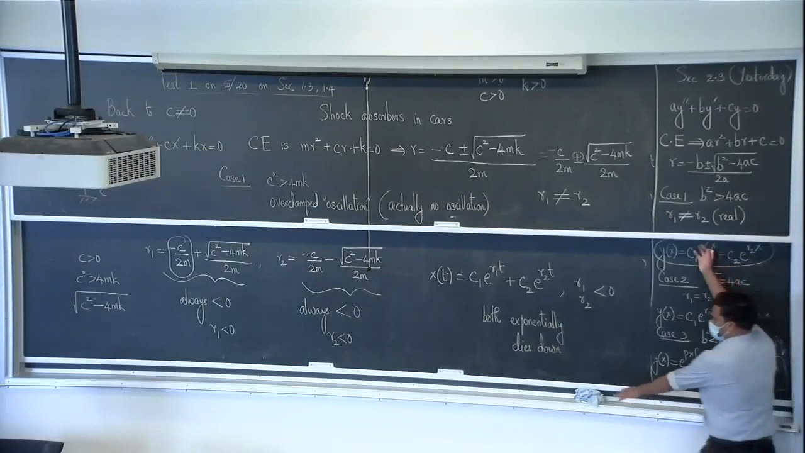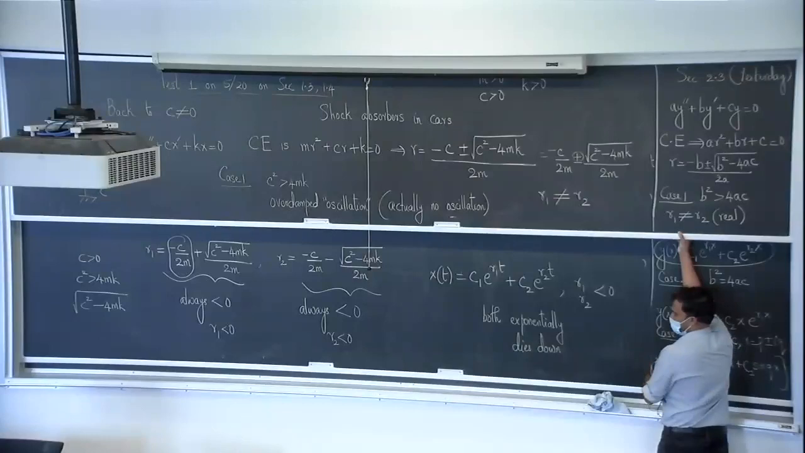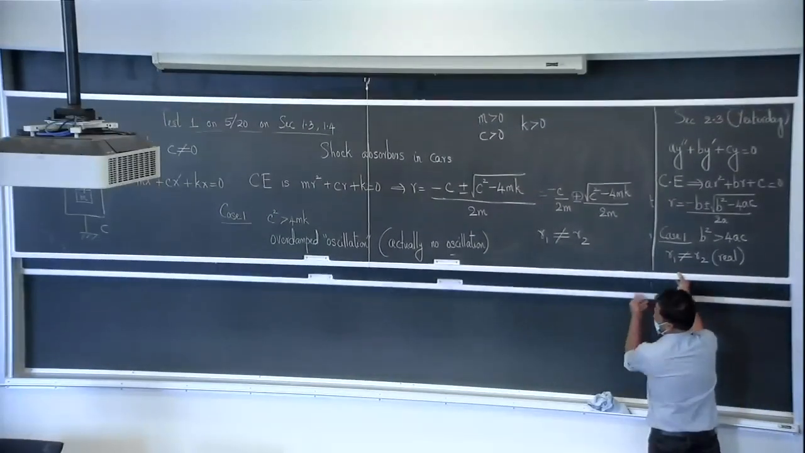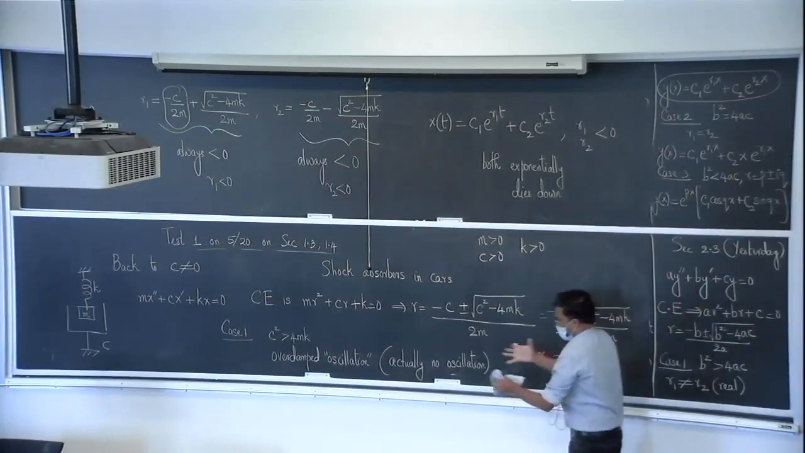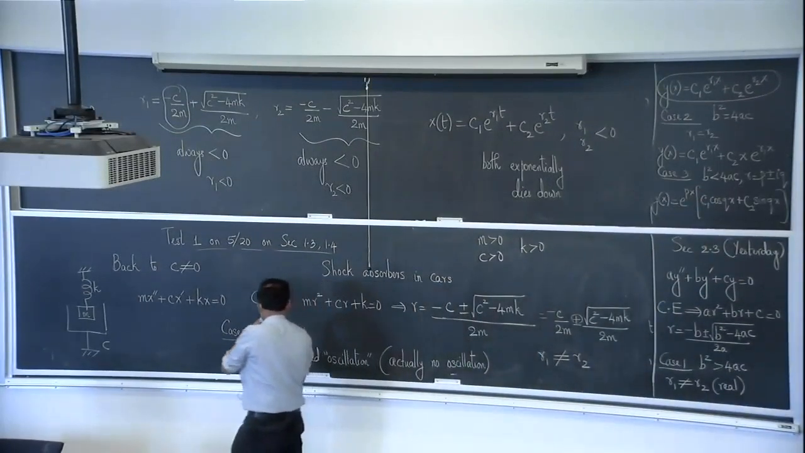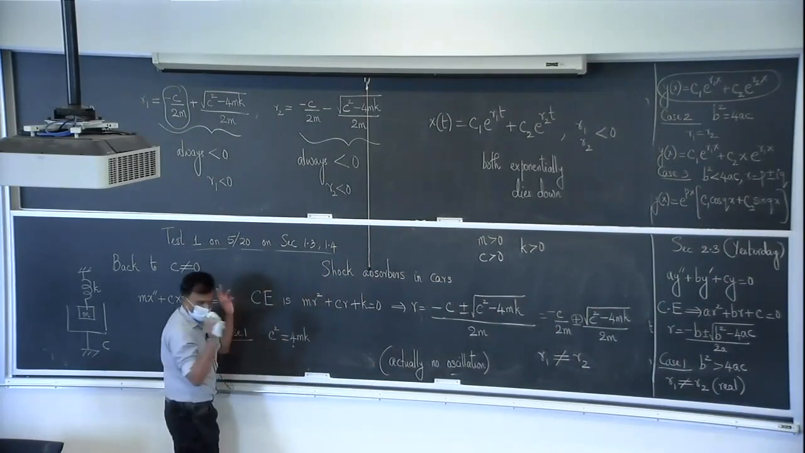All right, now let's look at the second case. If c square is equal to 4mk, now you're hitting the sweet spot. Okay. So there is this magic number where both those things are kind of balancing out. C square is equal to 4mk. It's called critically damped, again, oscillation within quotes.